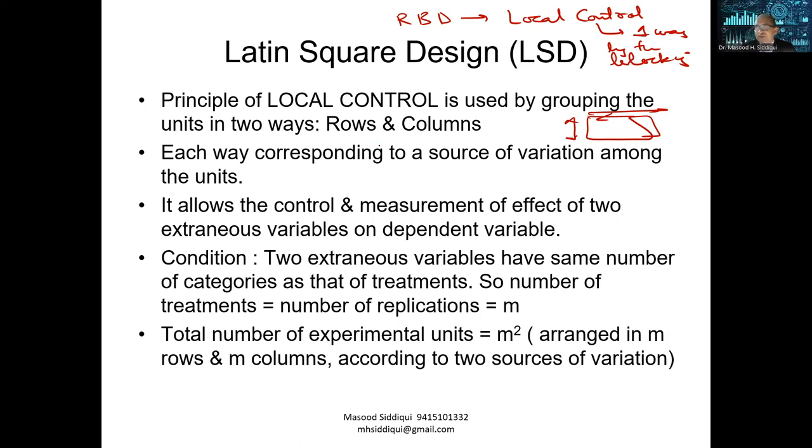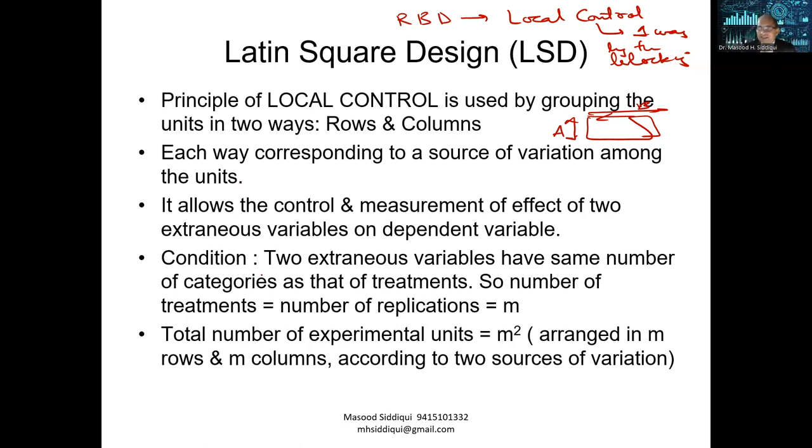Each way corresponds to a source of variation among the units. Row wise, suppose there is a source of variation that is A, and column wise, suppose there is a source of variation that is B. So here we try to achieve control both ways. Since there are two ways, it allows the control and measurement of the effect of two extraneous variables, one on the row side that is A and one on the column side that is B, on the dependent variable.